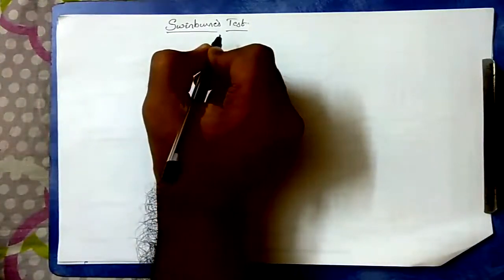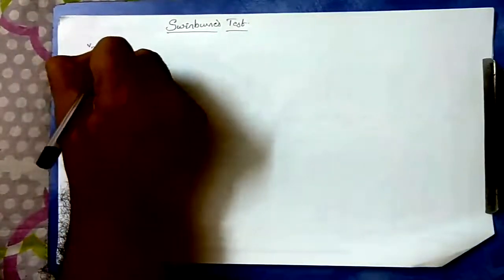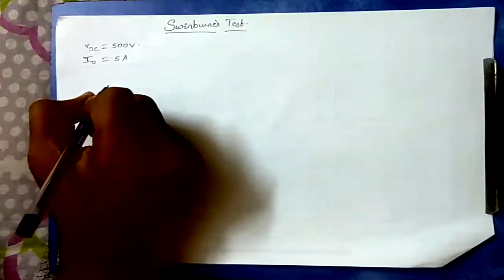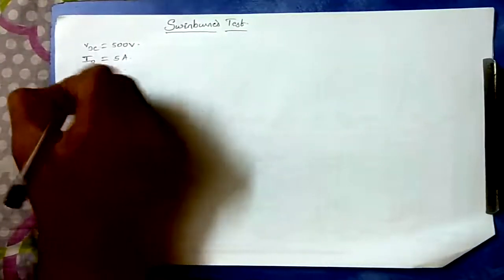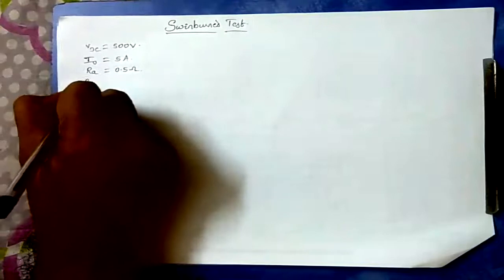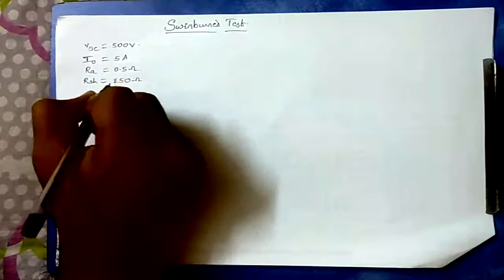A 500 volt DC shunt motor. So let us write supply voltage VDC equal to 500 volt. Next, when running on no load takes 5 ampere. So I0 is equal to 5 ampere. Armature resistance is 0.5 ohm. And shunt field resistance is RSH equal to 250 ohm.